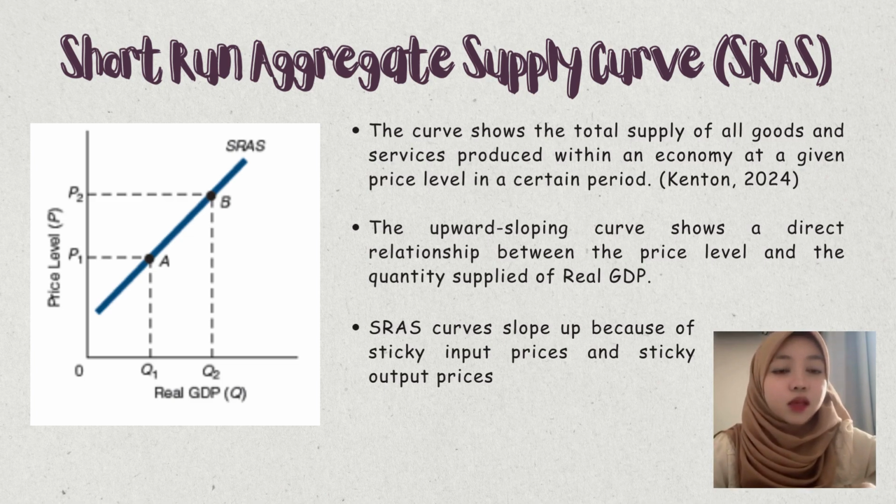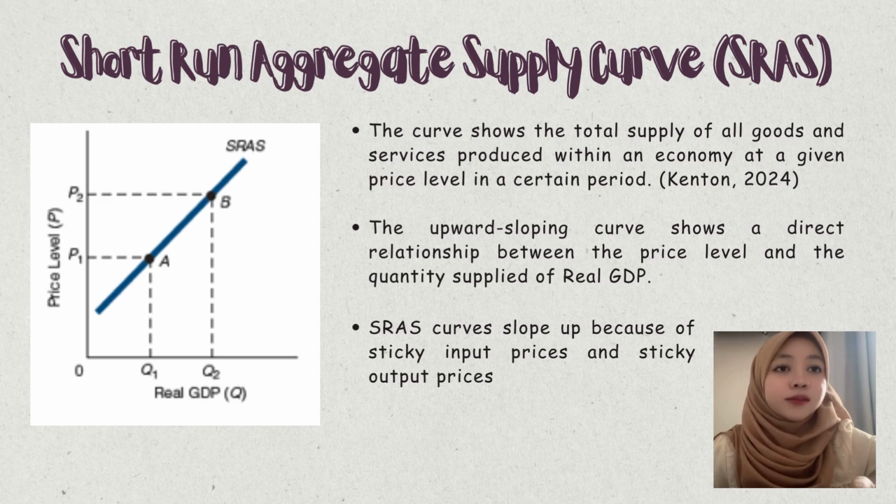We are from Group 10 and we will be talking about Chapter 14, which is aggregate demand and aggregate supply. As we know, there are two aggregate supplies: the short run aggregate supply and the long run aggregate supply. Now I will be talking about the short run aggregate supply. What does short run aggregate supply mean?